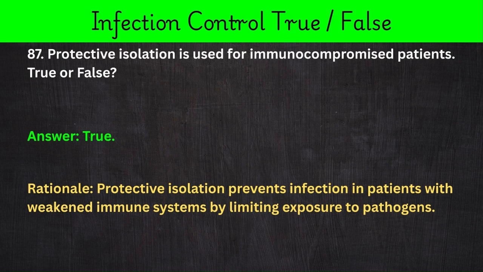87. Protective isolation is used for immunocompromised patients. True or false? Answer: true. Rationale: protective isolation prevents infection in patients with weakened immune systems by limiting exposure to pathogens.